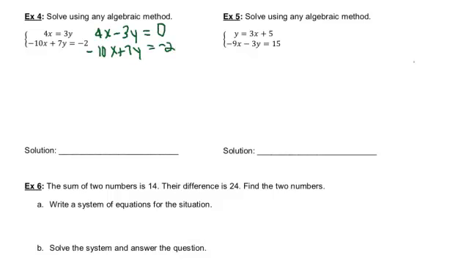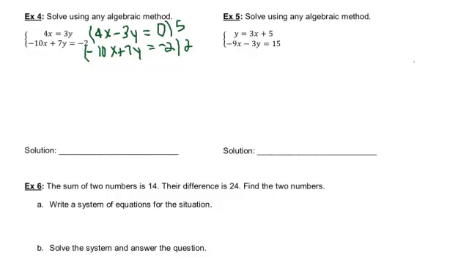So now we need to eliminate one of our variables. So I want you to think about what can we multiply 4 and 10 by so that they will be eliminated, or what can we multiply 3 and 7 by so that they will be eliminated. I'm going to multiply my first or top equation by 5, and my second equation by 2.